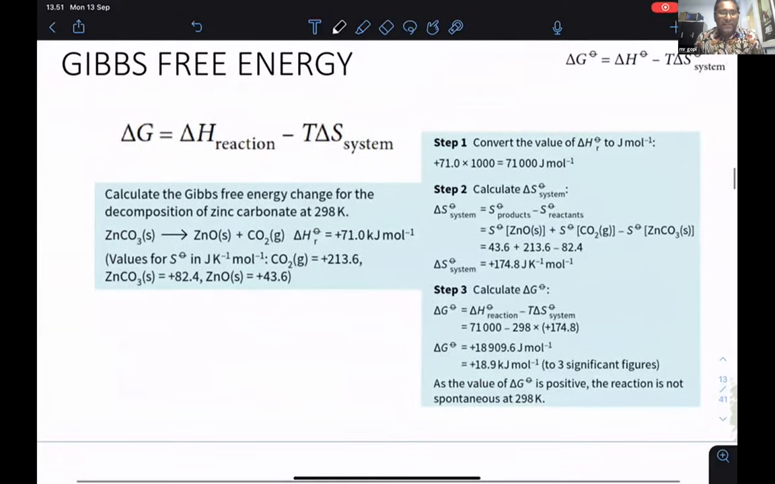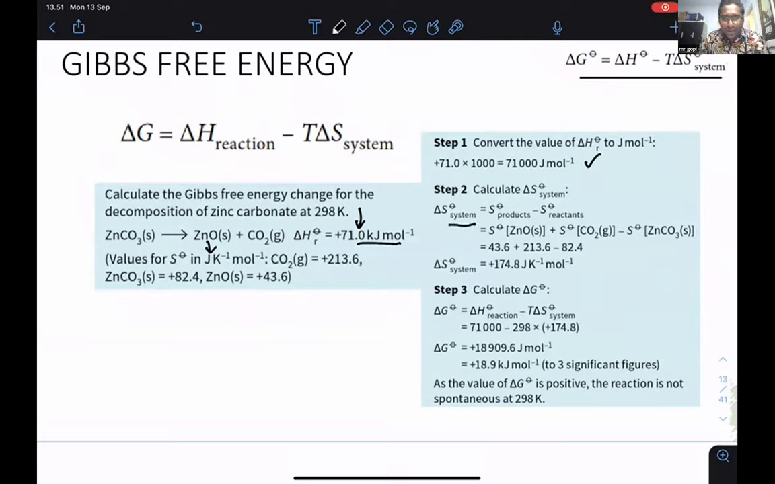Some students make a careless mistake here, because enthalpy change is given in kilojoules, while entropy is given in joules. You need to make sure that you are calculating using the same unit. That's why I think in the textbook also, they prefer to change it into joules first. For the formula that I want to use, I need to change this into joules by multiplying with 1000. The first thing I need to calculate is the entropy, which is product minus reactant. We have already learned about this. Once you calculate, you get this value in joules per Kelvin per mole.